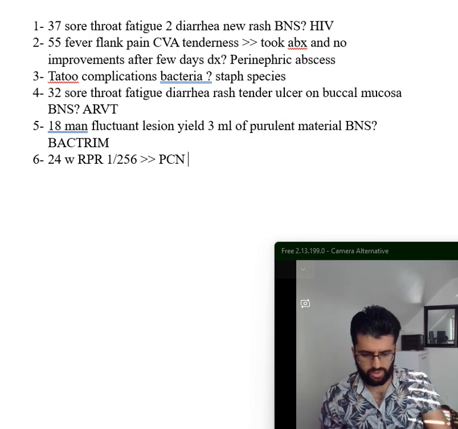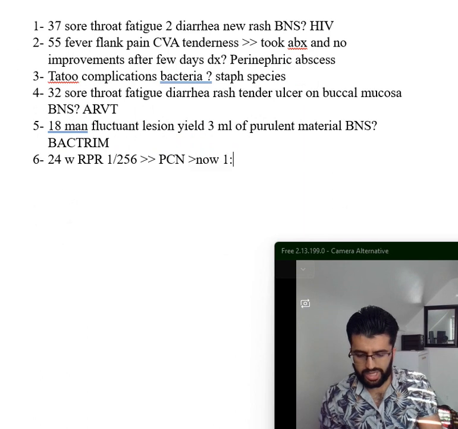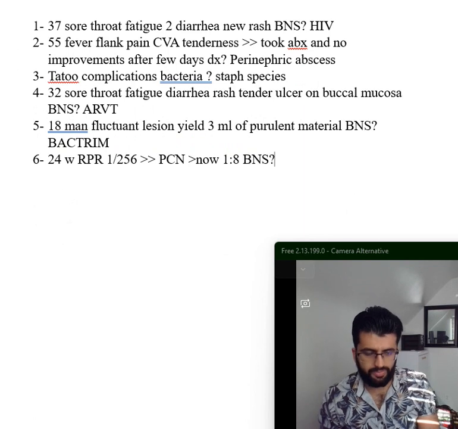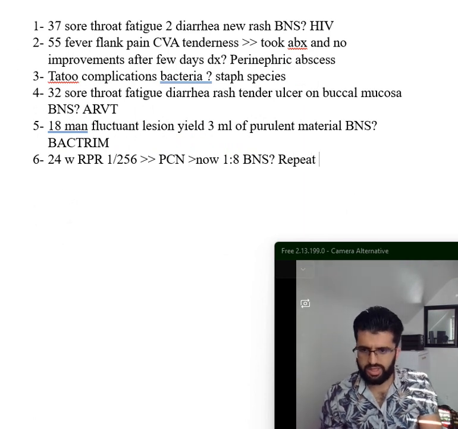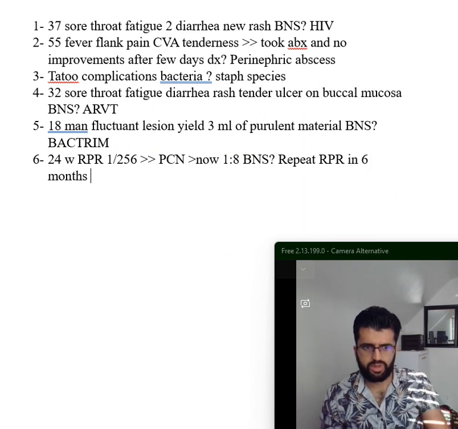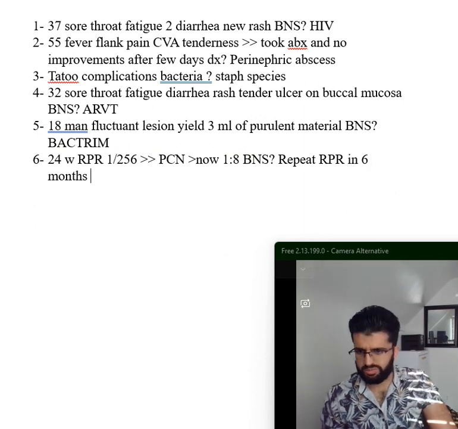This was 6 months ago. Now the titer is 1 to 8. It's a little bit less, so this is good, but it is still positive. So what would you do? What's the best next step for the syphilis titer? Okay, you just repeat the rapid plasma reagin in 6 months. RPR, you repeat it in 6 months.